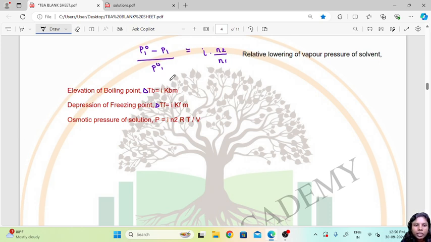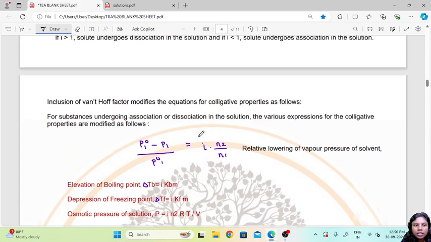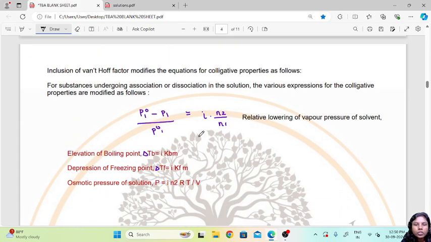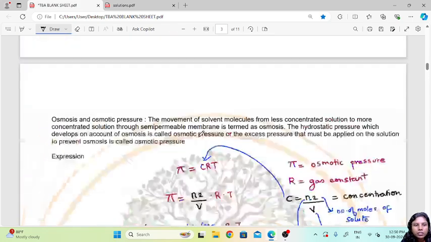Kb here is the proportionality constant. For depression of freezing point, we will have delta Tf equal to i Kf m. Everywhere we are adding the abnormal molar mass factor, that is the i. Kf is again the proportionality constant, and m is the molality. For osmotic pressure of a solution, pi will be equal to i n2 RT upon V. So in this way, applying the Van Hoff factor, we can modify the equations of the colligative properties.